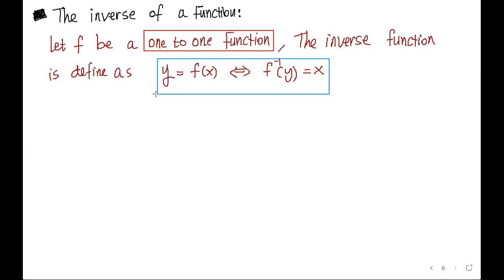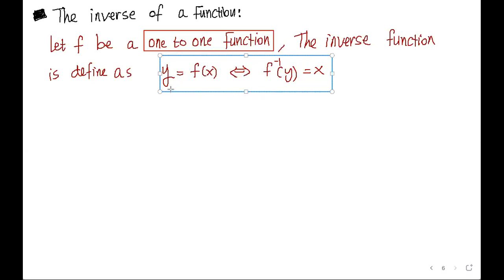So this is the definition of the inverse. Again, f must be a 1-to-1 function. If it's 1-to-1, I can find the inverse. If it's not 1-to-1, I cannot find the inverse.